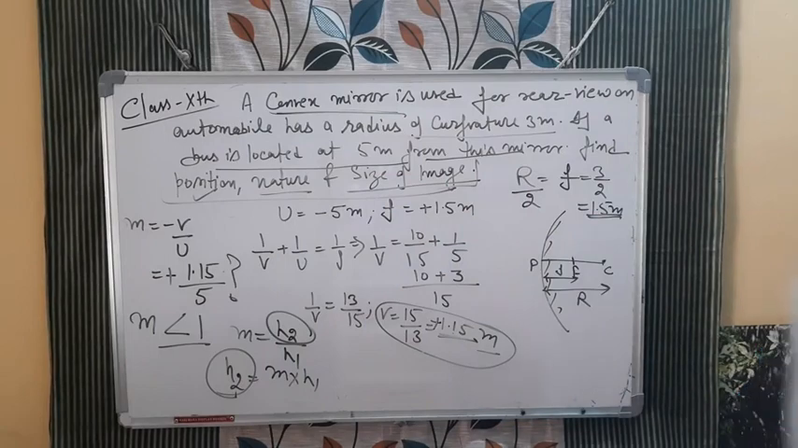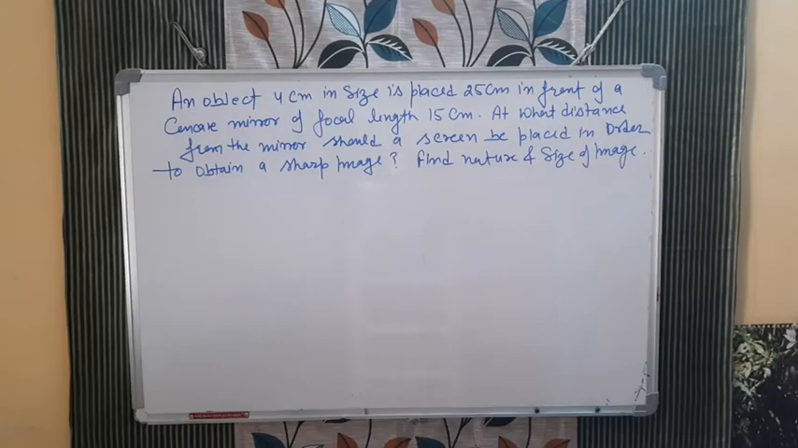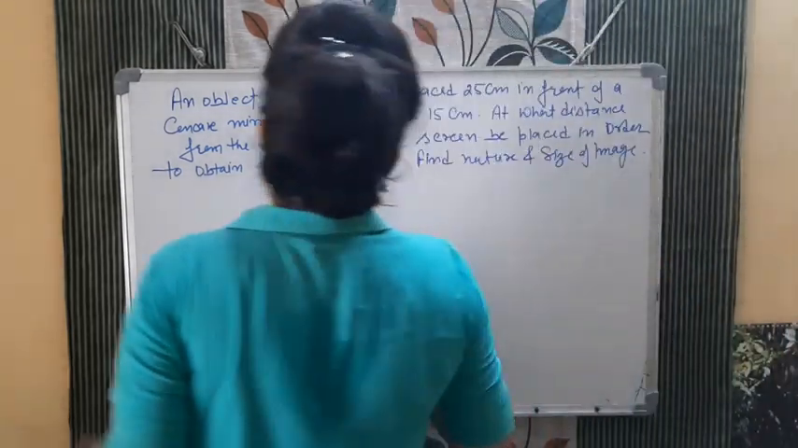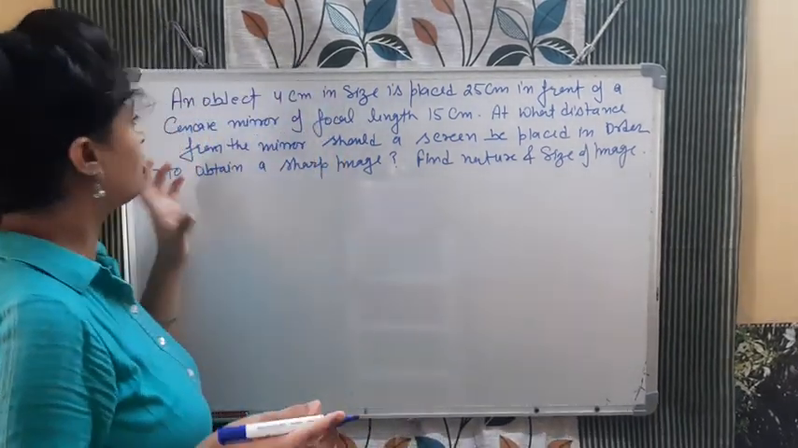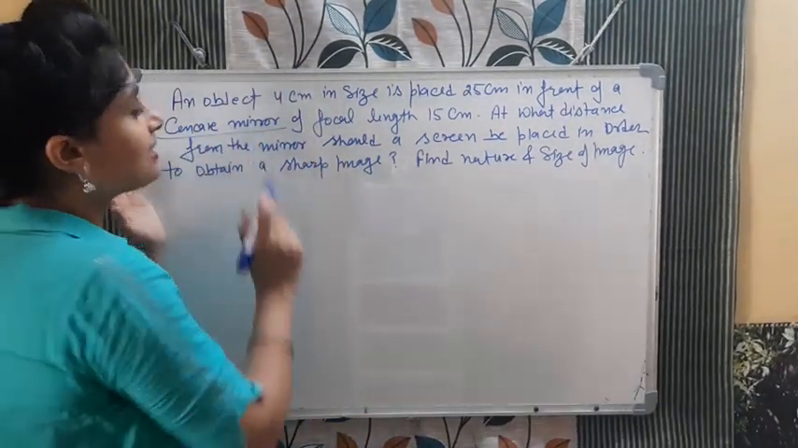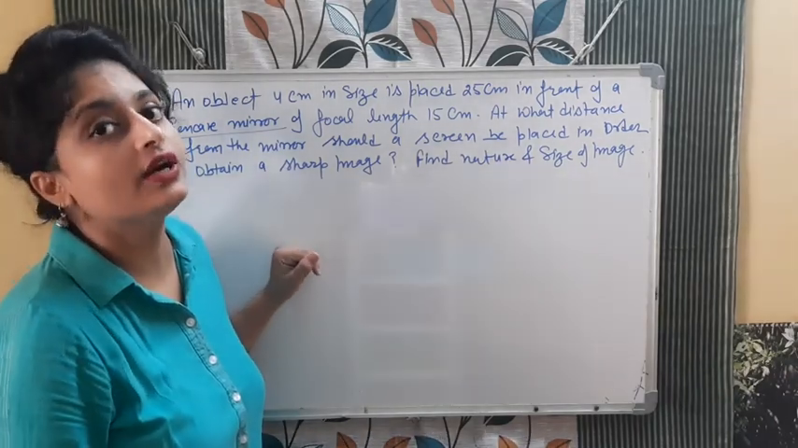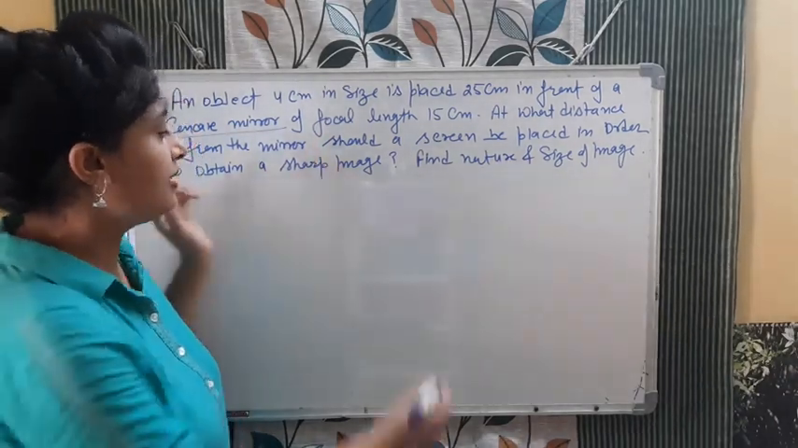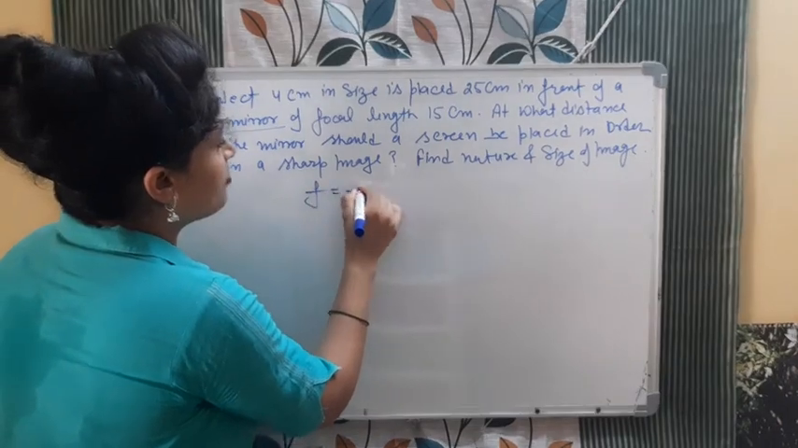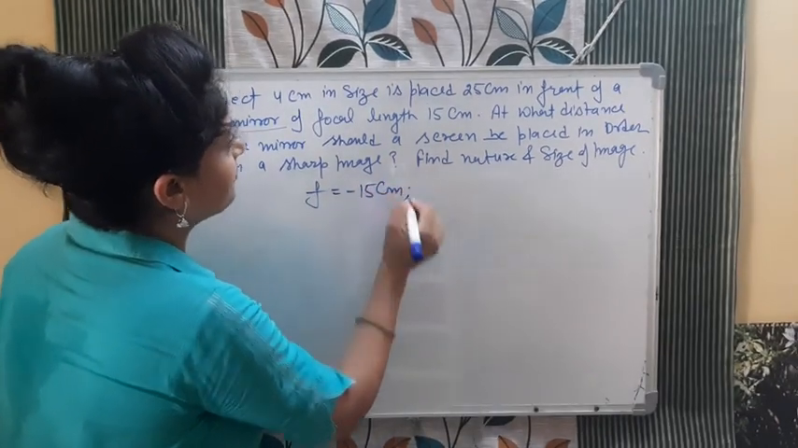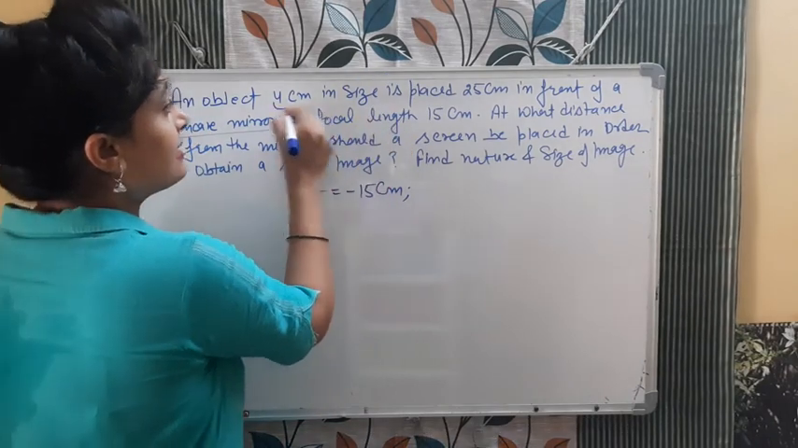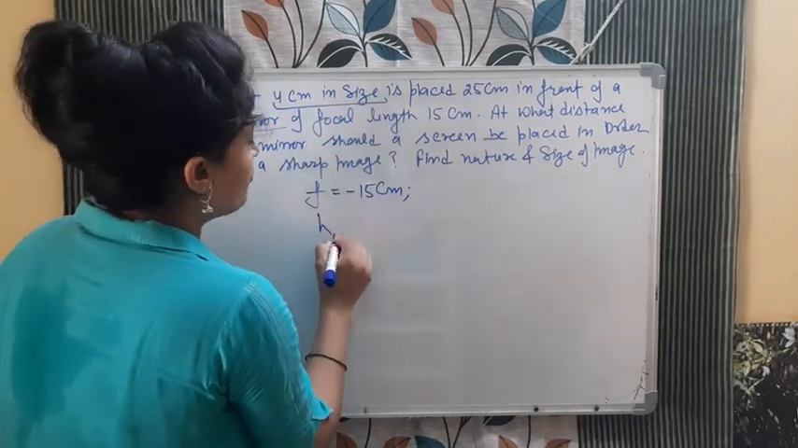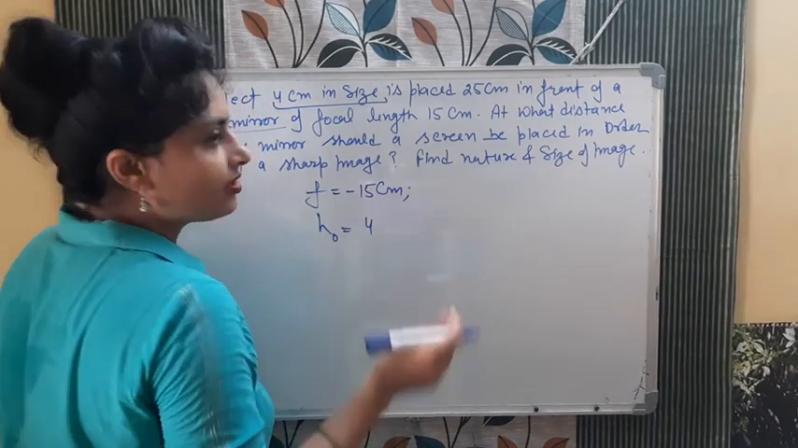Now the next question is, here is next question. An object 4 centimeter in size is placed 25 centimeter in front of a concave mirror. Mirror कौन सा है बच्चा? Concave. Focal length क्या होगा? Negative. Front of focal length 15 centimeter. Focal length is equal to minus 15 centimeter. This is given. Object is 4 centimeter in size. In size. So it means height of object is given. 4 centimeter. Height of object.